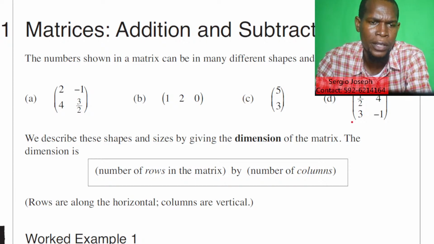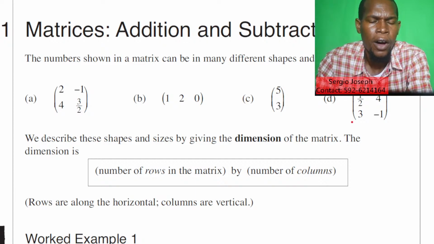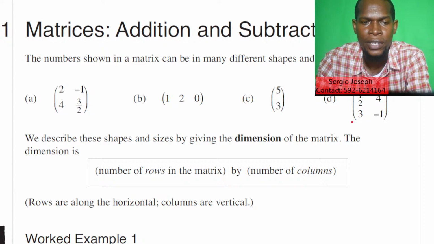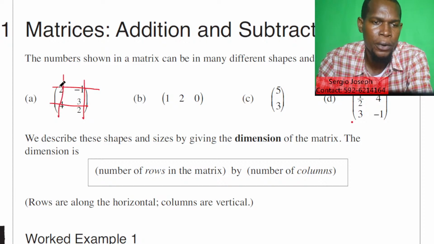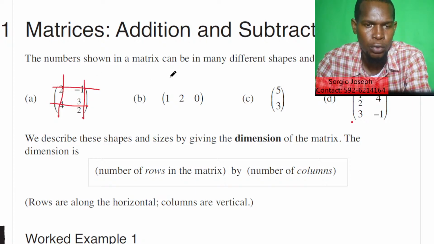So look at the first one. How many rows do we have? Always remember that rows run horizontally, while columns run vertically. So in the first matrix, how many rows? Clearly you can see there are 2 rows. And how many columns? 2 columns. So therefore, we have what is known as a 2 by 2 matrix.